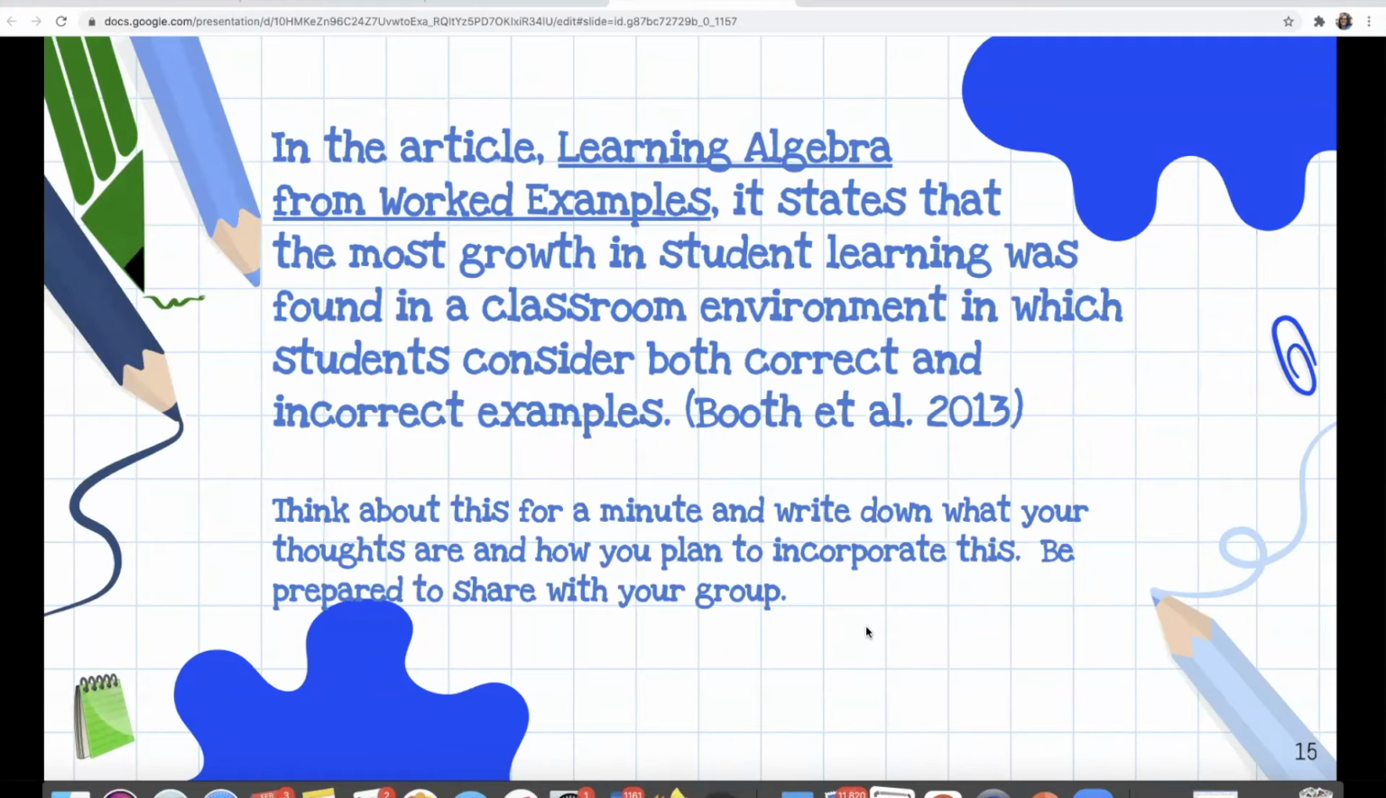Okay, you had an article called Learning Algebra from Worked Examples. Now, I want you to think about that article that you read. It stated that most growth in students' learning was found in the classroom environment in which students considered both correct and incorrect examples. I want you to take a minute and on your structured notes page, jot down your thoughts about that and how you plan to incorporate this. And we're going to share out in just a few minutes.